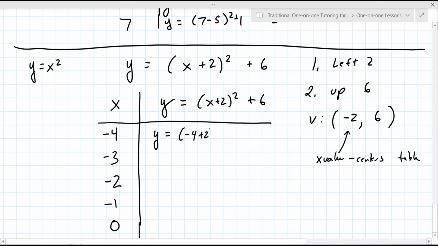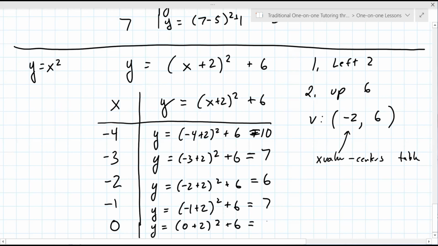So this time again, it's -4 plus 2 squared plus 6. That'll leave you with 10. Yes. And then y equals parentheses -3 plus 2 squared plus 6. -1 squared is 1, plus 6, 7. Okay. And then next one, -2 plus 2 squared plus 6. 6. And then 7 again. Oh, sorry, that would be 10. 10. Perfect. Again, there's symmetry. These match and these match.